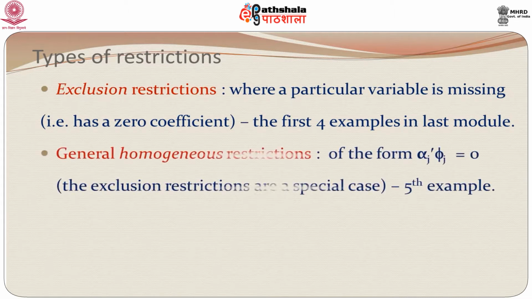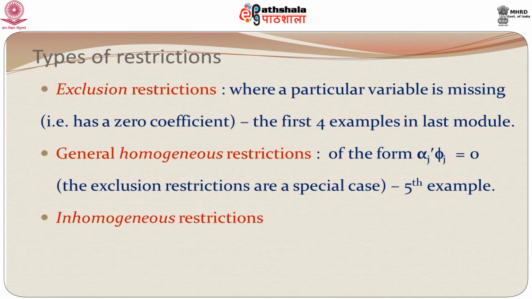A more general homogeneous restriction would be of the form alpha j prime phi j equal to 0, and we looked at the 5th example we did the last day, where there was a relationship between two parameters, and we saw that we can often put this relationship into the form alpha j prime phi j equal to 0.